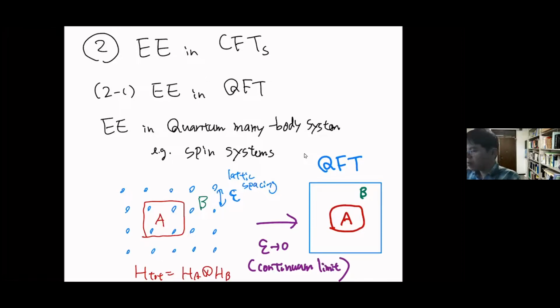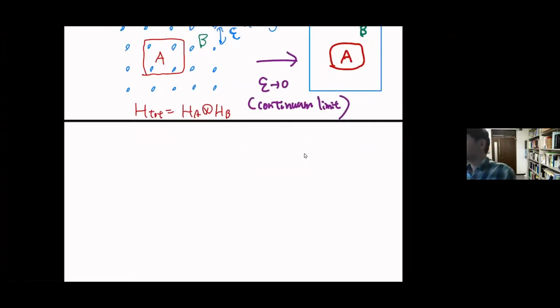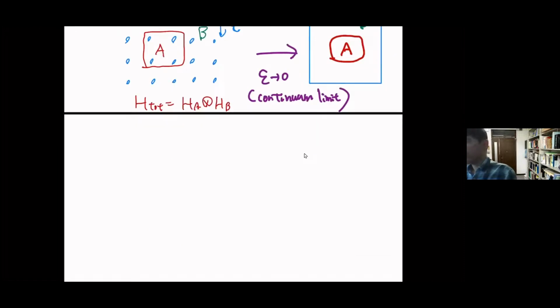And so this way, you can have a definition of entanglement entropy in quantum field theory. Of course, the entropy is again minus trace of rho_A log rho_A. This is the definition, but it is very abstract, so we should say how we can calculate it.